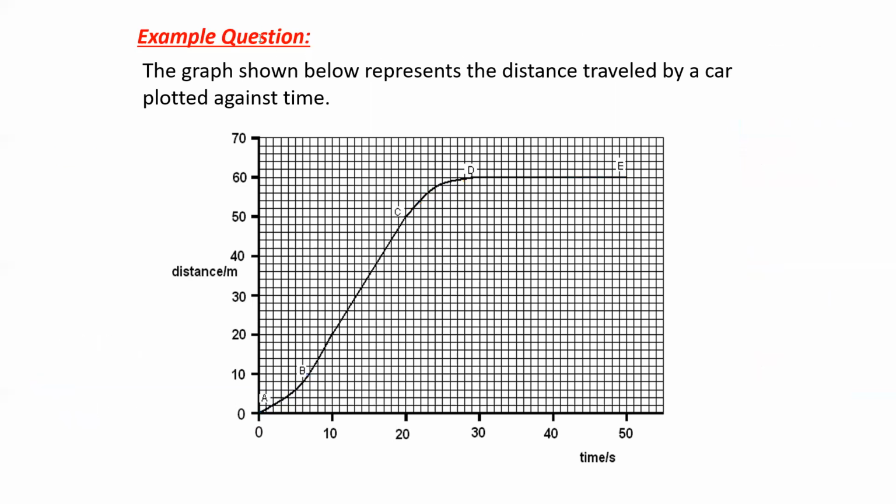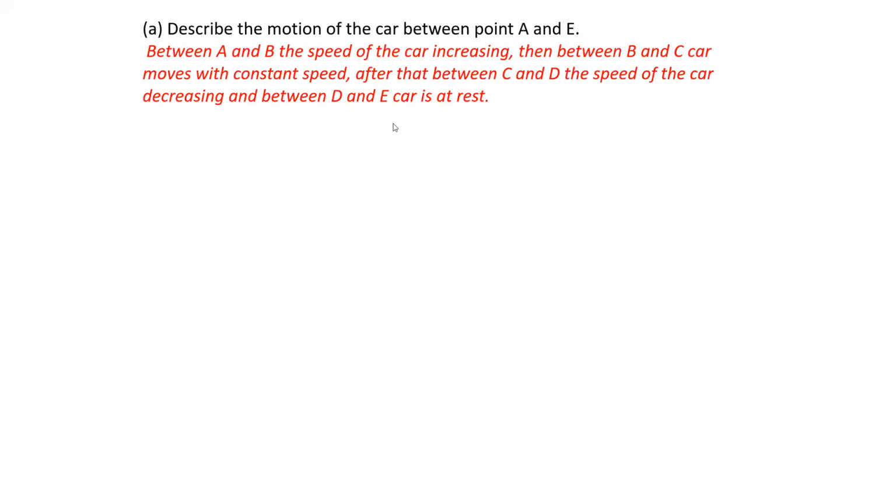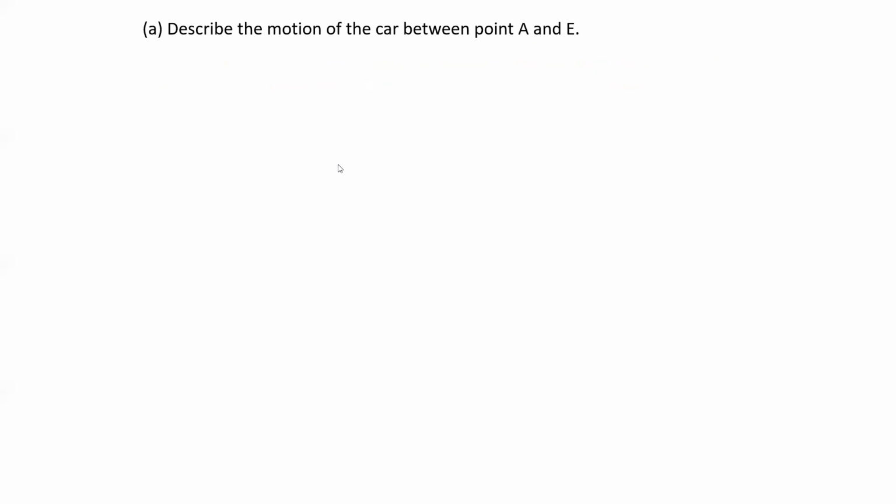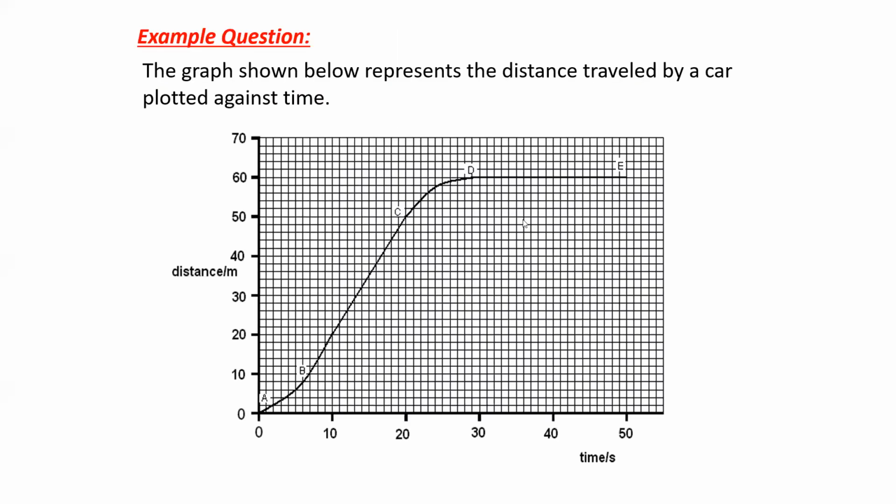Then the next part is about some calculations we can do. Example: describe the motion of a car from A to E, which we already discussed, so we don't have to answer that again. How far did the car travel at the end of 30 seconds? So how can you work out the distance traveled by the car after 30 seconds? This is the 30-second mark.